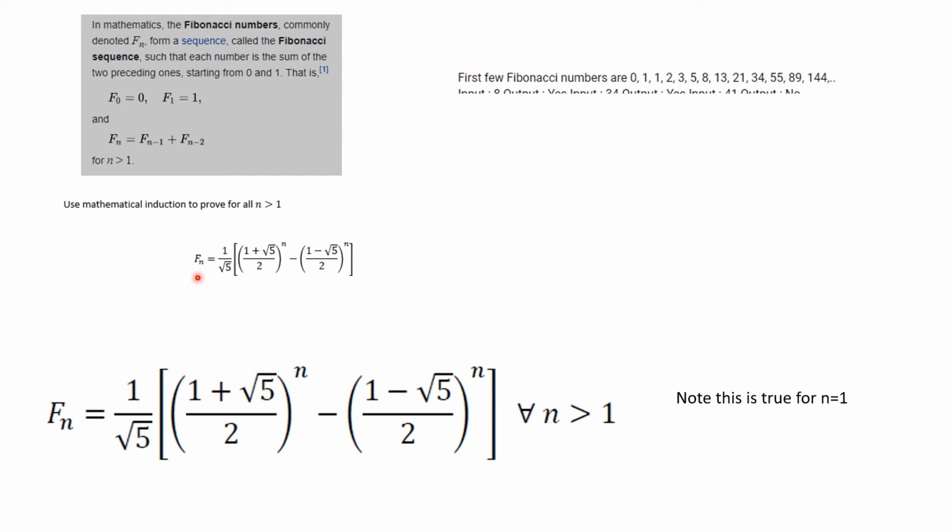That is, f sub n is equal to 1 over the square root of 5 times the whole of, the first quantity is 1 plus the square root of 5 over 2 raised to the nth, minus the whole of 1 minus square root of 5 over 2 raised to the n. So let's begin. And using math induction, we show that it's true for 1.